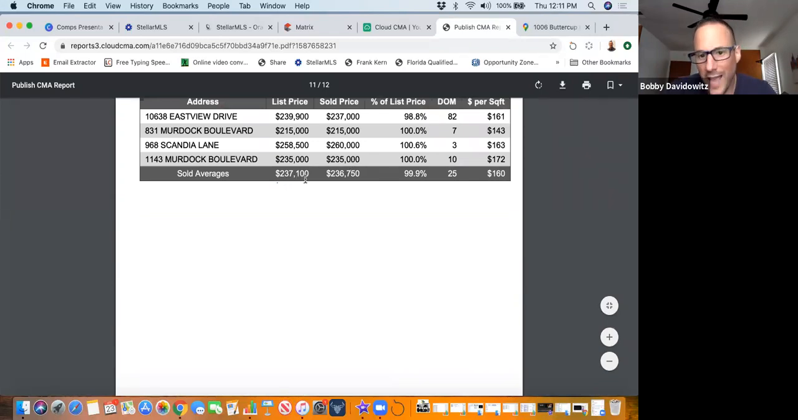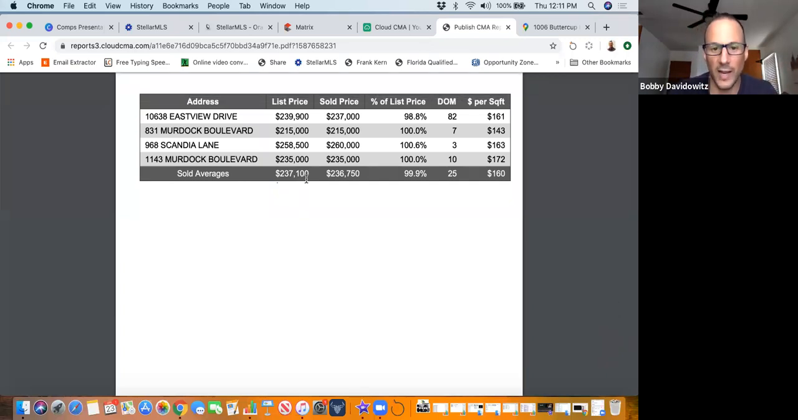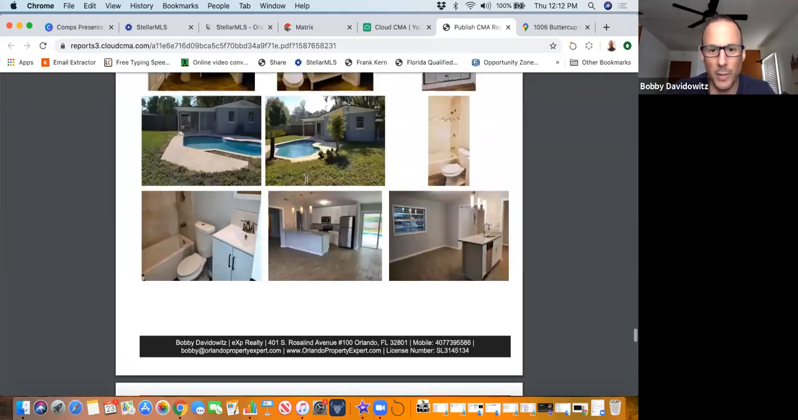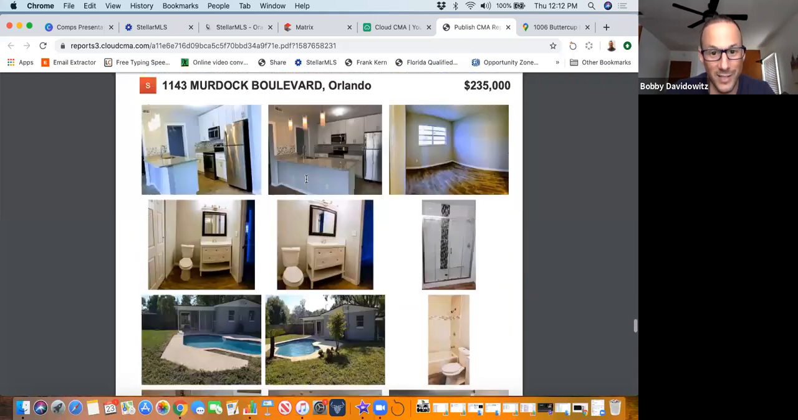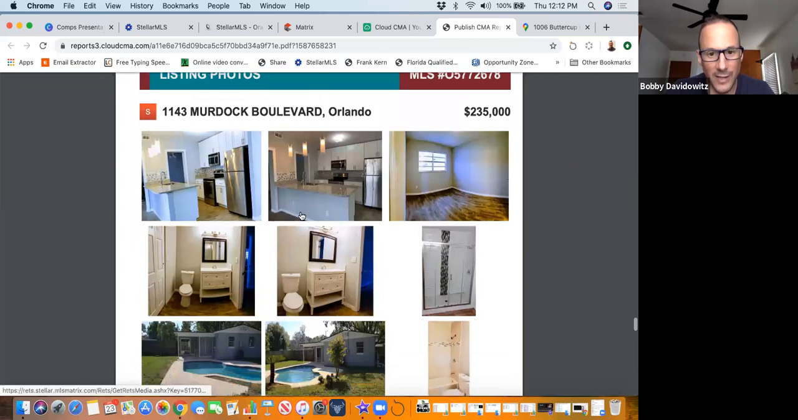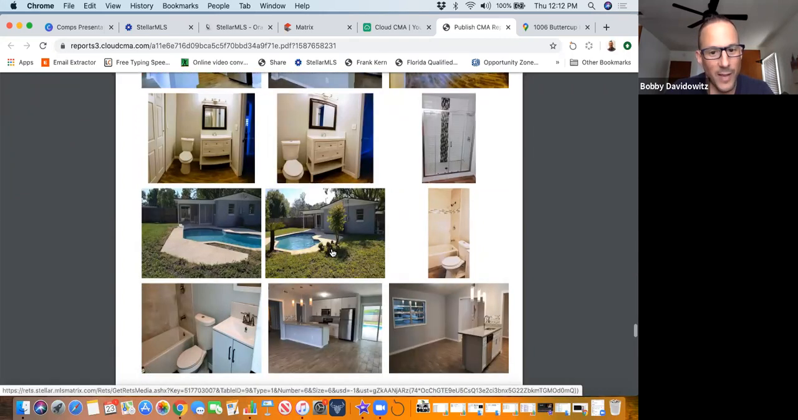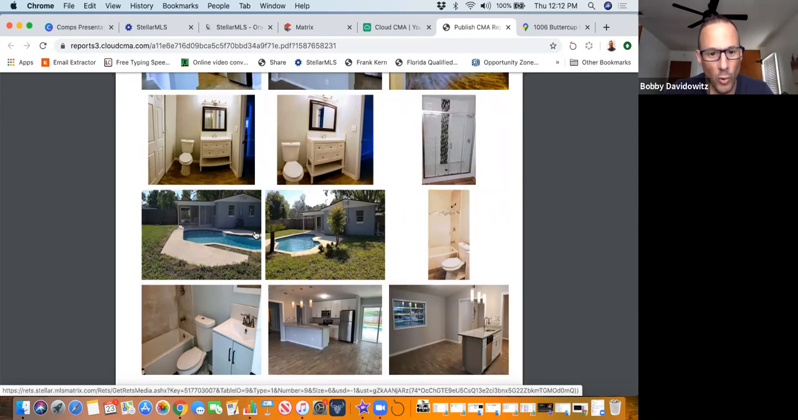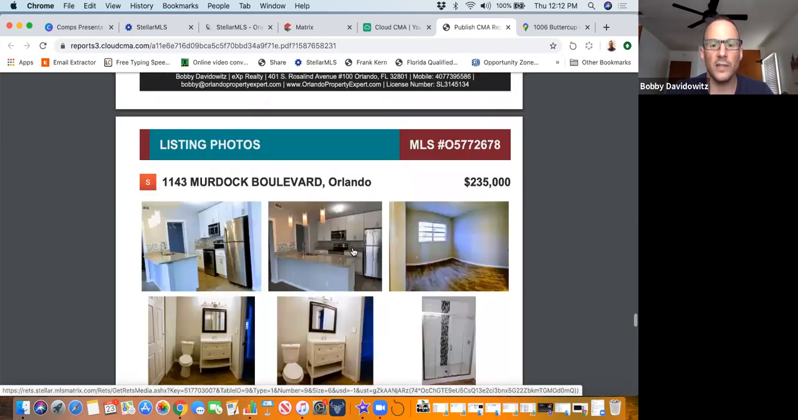But this actually came out close to where we were talking about, which is anywhere from 219.9 to 239.9. Once again, what I like about this is these pictures. I can show them and say, look, you see this property here? If she wants to sell it for 235, it needs to look like this. And if it doesn't look like this, then we've got to make some adjustments. By the way, this one has a little pool and everything. So that's what I use.